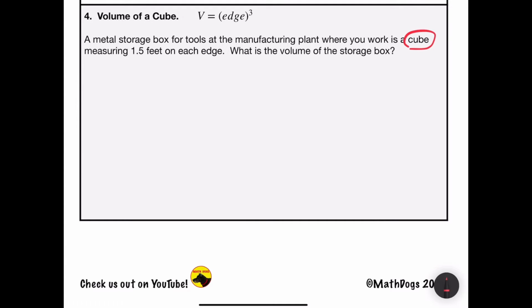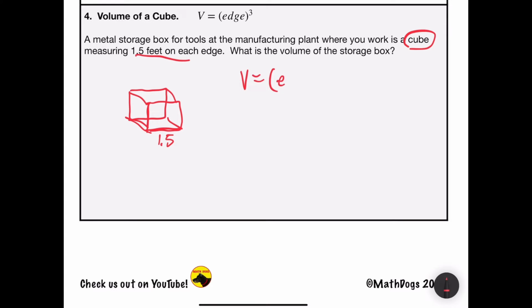So it says cube. Again, to draw a cube, this time I'll just draw a square, go to the center, draw another square, and then link all of the little sides together. So there I have my metal box. I know it's 1.5 feet on each edge, so that means all of the edges are the same at 1.5 feet. Now I'm going to use my formula.